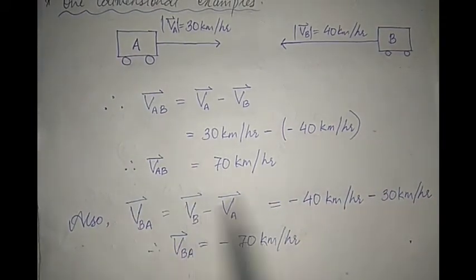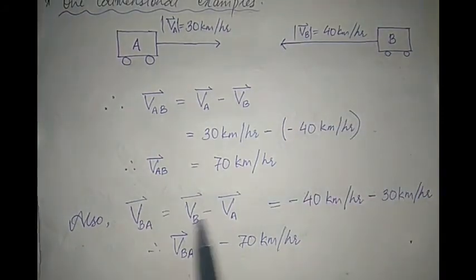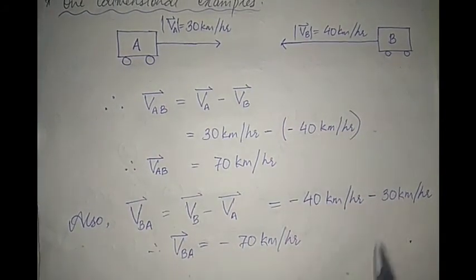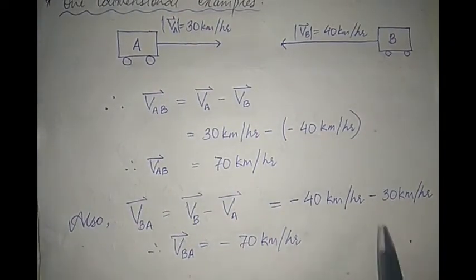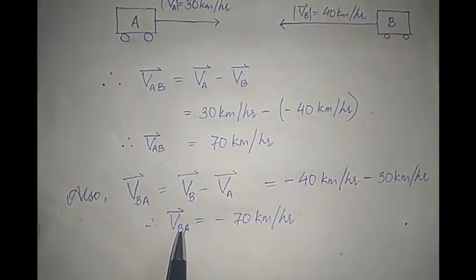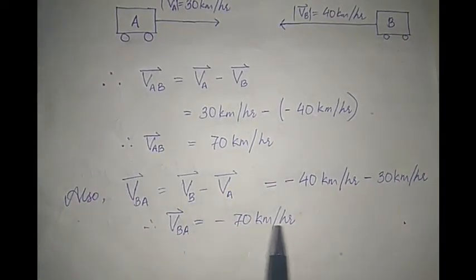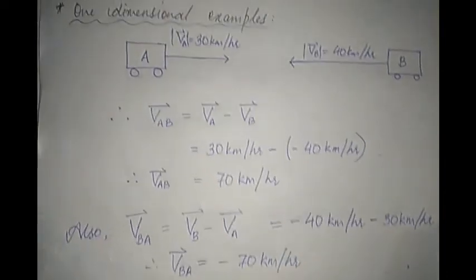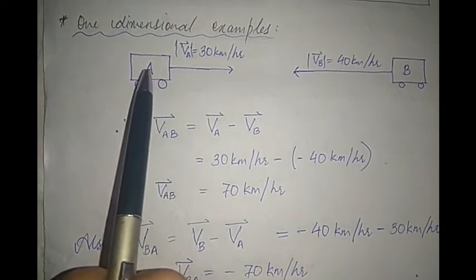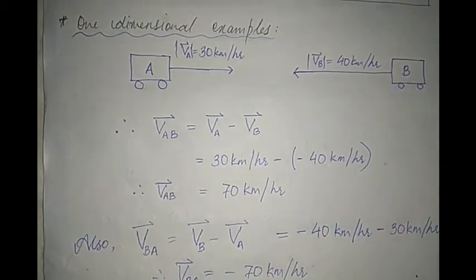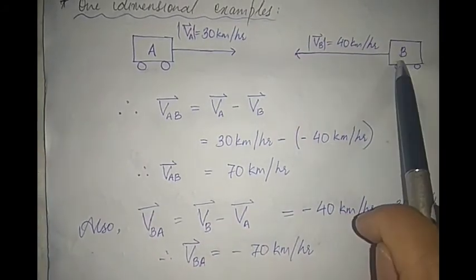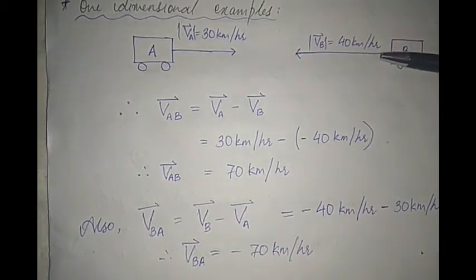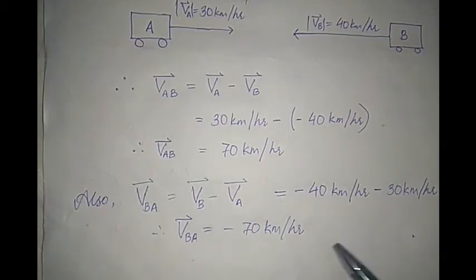Since we have taken the velocity of B to be negative, VB is minus 40 kilometers per hour, and VA, we've taken this to be positive, so this is 30 kilometers per hour. So the relative velocity of B with respect to A is equal to minus 70 kilometers per hour. This means when your friend from inside car A looks at you, it seems to him or her that your car is coming towards them in this direction with the fast velocity of 70 kilometers per hour.